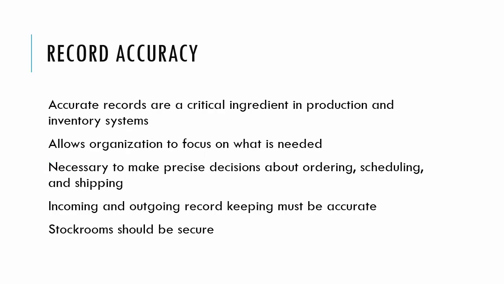The second part of managing is record accuracy. Accurate records are critical, making sure that we know how much we have in stock, so we know when to order or reorder. It allows us to focus on what's needed. It helps us make precise decisions about scheduling, shipping and ordering. We want to make sure both the incoming and the outgoing record keeping is accurate. And in order to make sure we don't have shrinkage or pilferage, the stockroom should be secure. So no five-finger discounts for the employees.